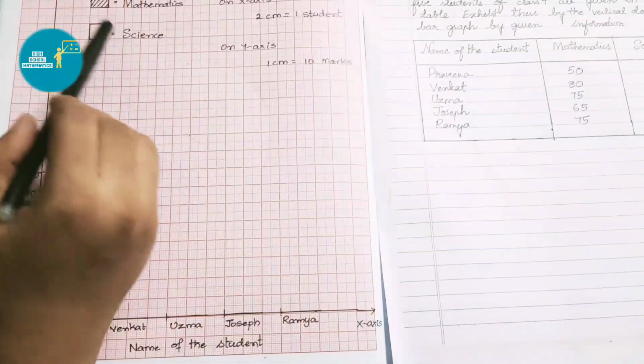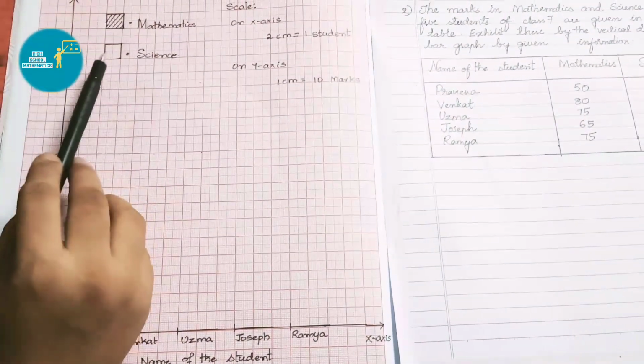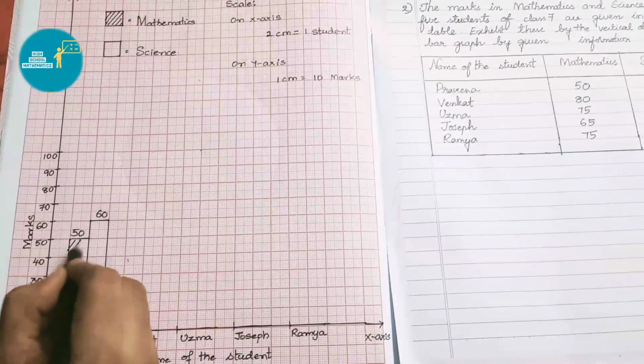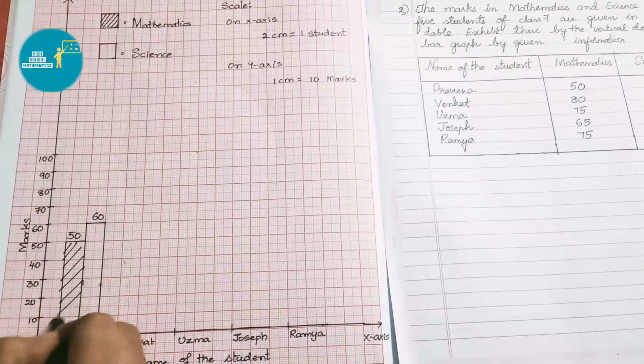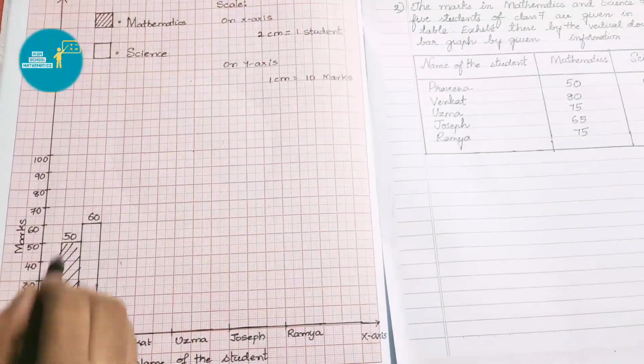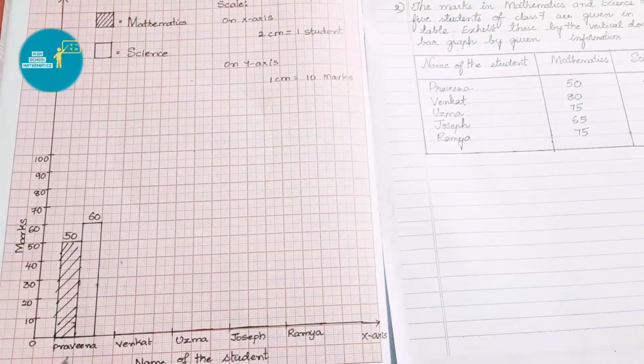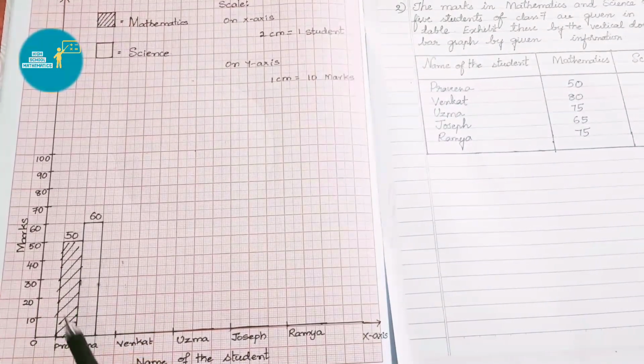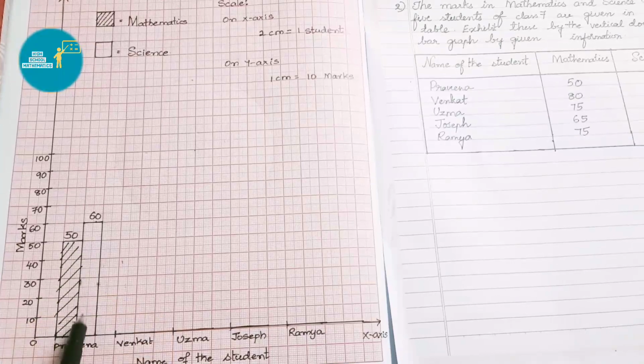For mathematics we are going to shade and for science we are leaving an empty box. See here, for 50 we are going to shade here. This represents the mathematics marks Praveena got, and this empty one shows the science marks. She got 60 marks in science.